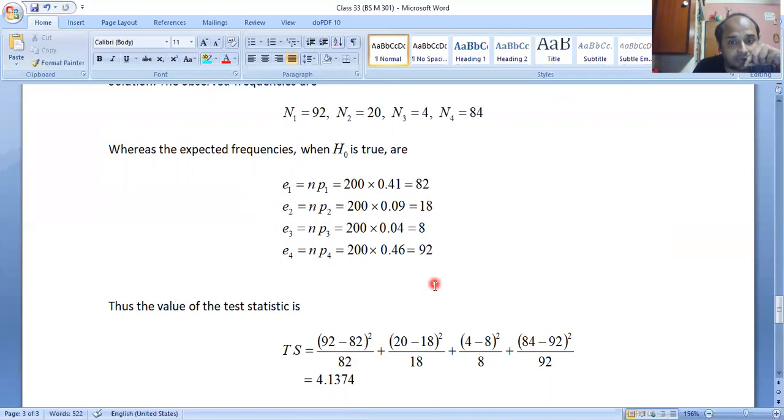Interesting to note that if you add these numbers, 82, 18, 8, 92, you will get the total number, the same as 200. So the expected numbers in each part, when summed together, give you the total sample size, which is 200. The total of the observed numbers will not be 200 in this sense, don't mix it up, but the total of these expected figures will be 200. Now we have already defined the test statistic.